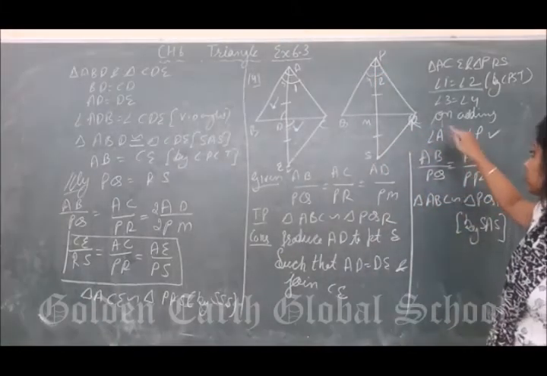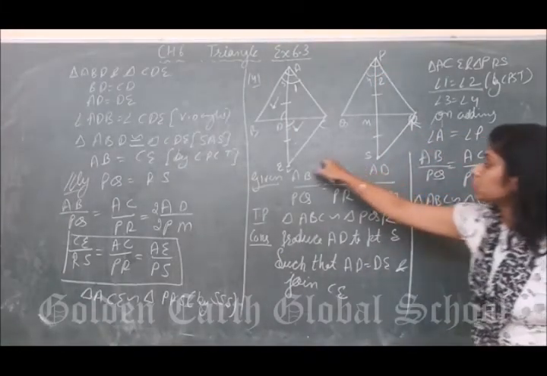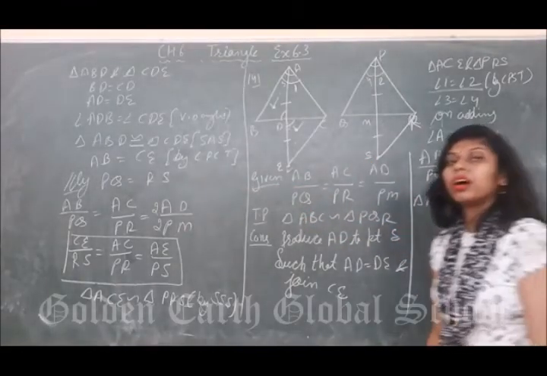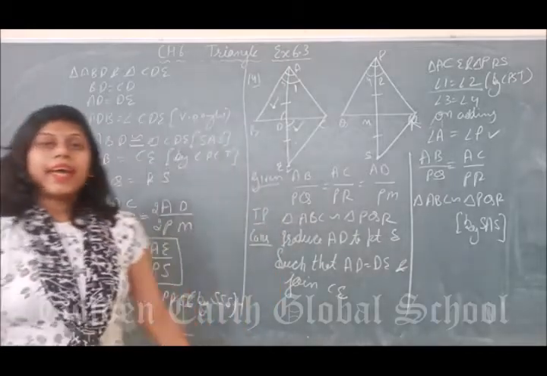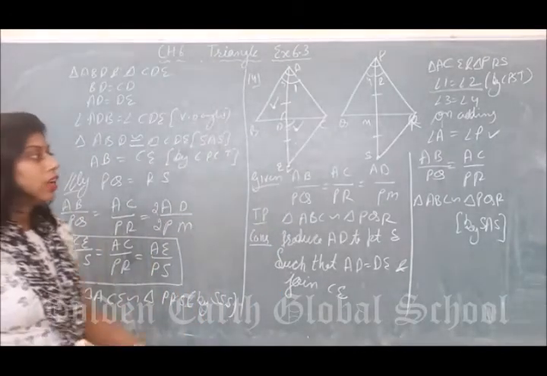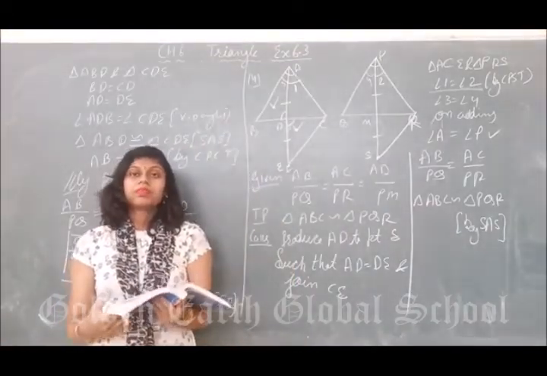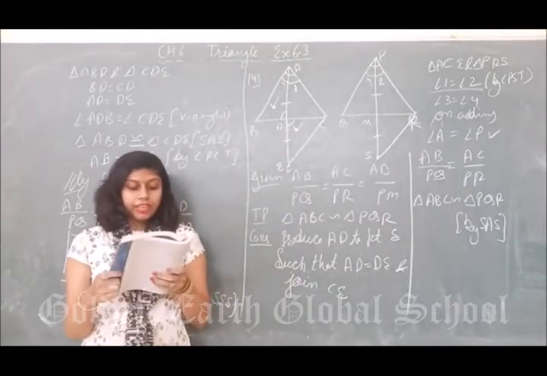Clear? If these angles are equal, and the first two ratios are already in proportion, so we can say triangles are similar by which rule? By SAS, because we are considering two sides and one included angle. Clear? Next, question number 15.